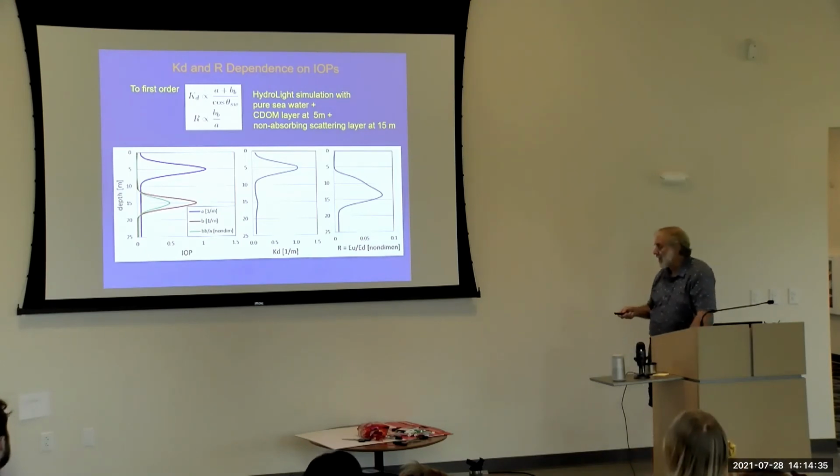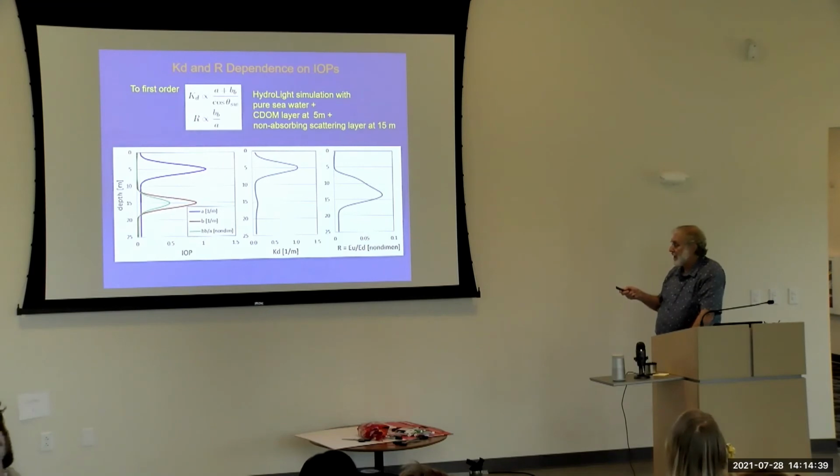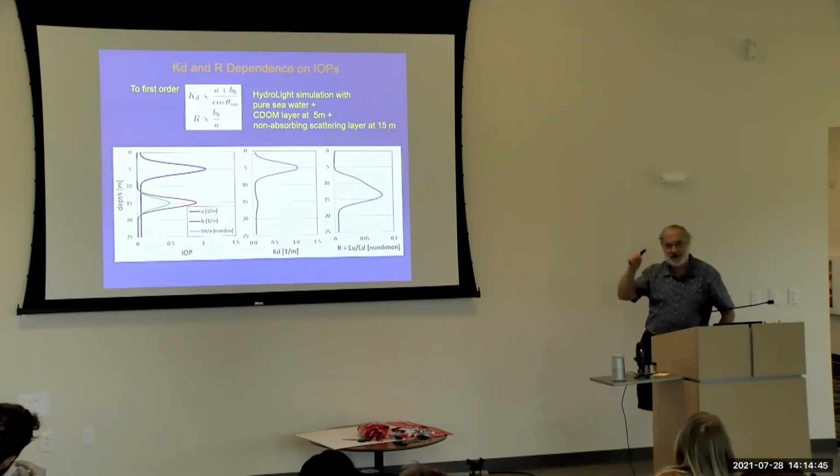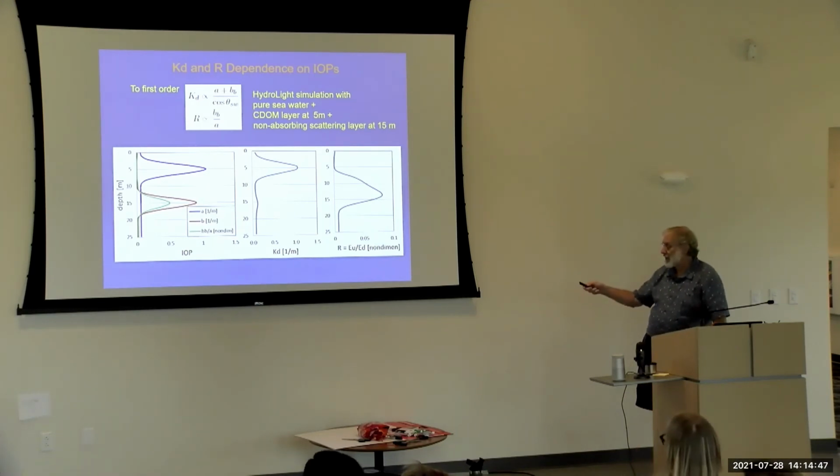You can learn to run HydroLight, just do simulations like this and look at BB over A and the computed R as a function of depth, and see, instead of the same proportion, what's the actual proportionality constant, and see what it looks like.